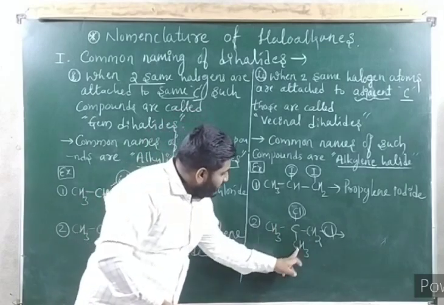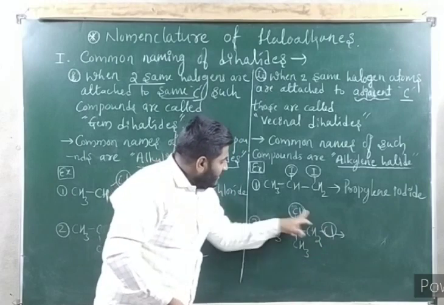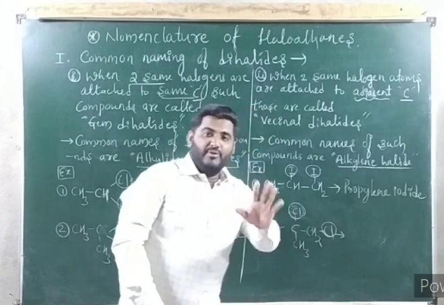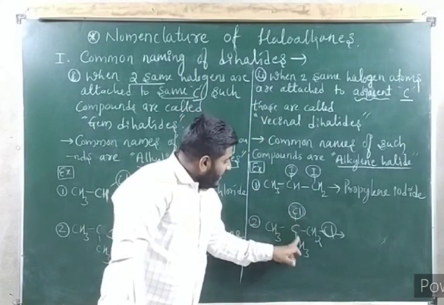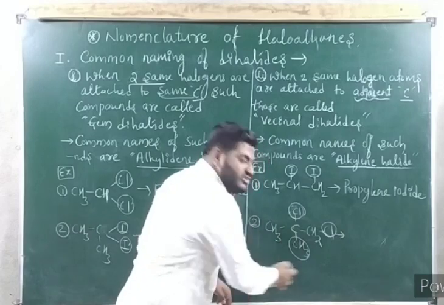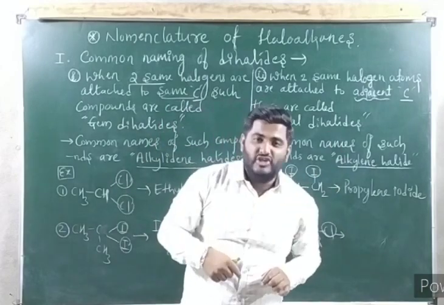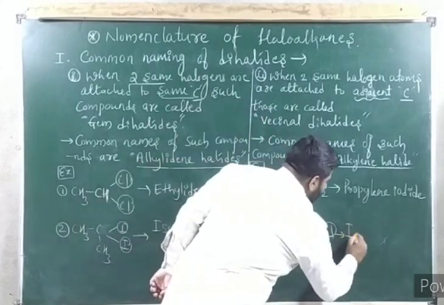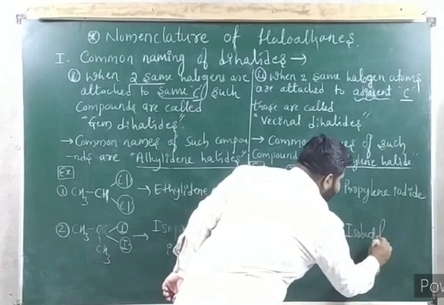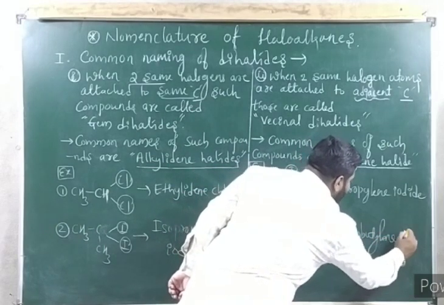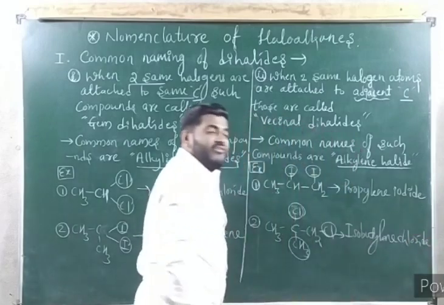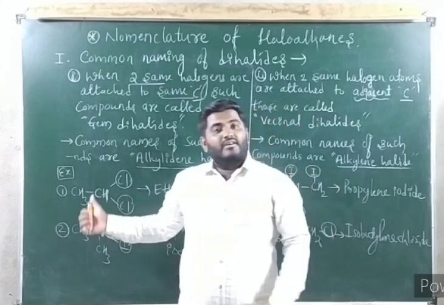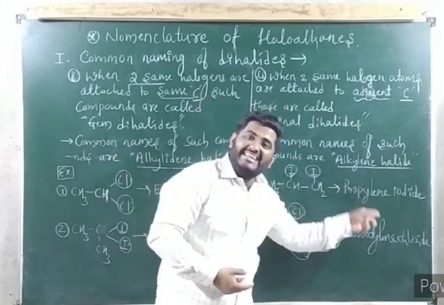What about this case? Meth, prop, but. 4 carbons are there. And halogen atoms are attached to adjacent carbon. So 4 carbons are there. It is called butyl. And here one branching is there, no? Here CH3 is at the branching. It is not in the straight chain. It is at the branching. So iso word is used. So what is the name? Isobutylene chloride. I hope you are getting, guys. Isobutylene chloride. Here alkylidene. Here alkylene. I hope you are getting.